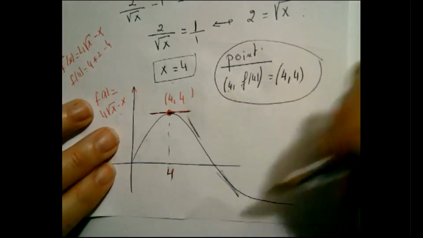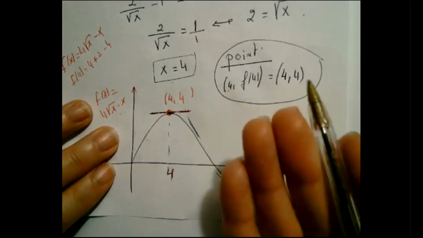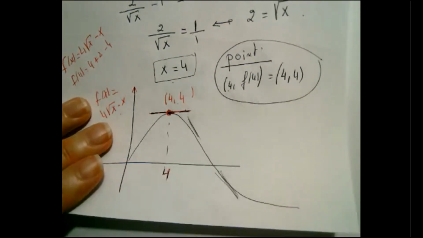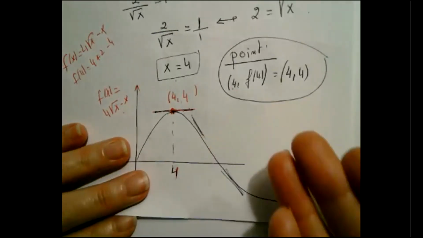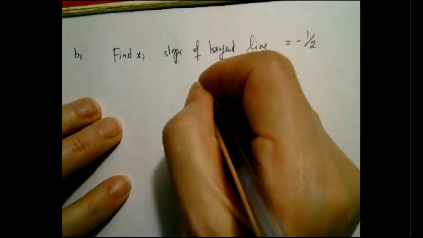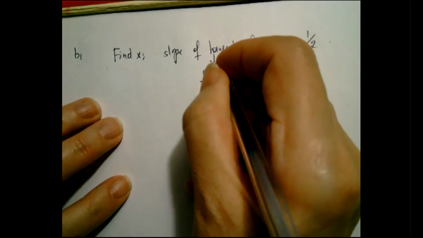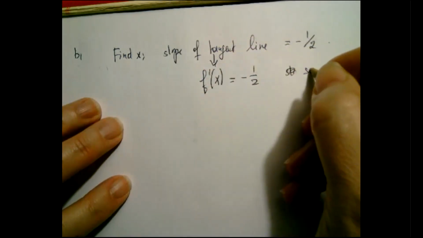This is hard to even visualize on the graph, because it's somewhere in here, one of those points, because the derivative is negative, but I can't exactly spot it on the graph. So we just have to do it algebraically. We're going to set the derivative, which is the slope, equal to minus a half, and solve for x.